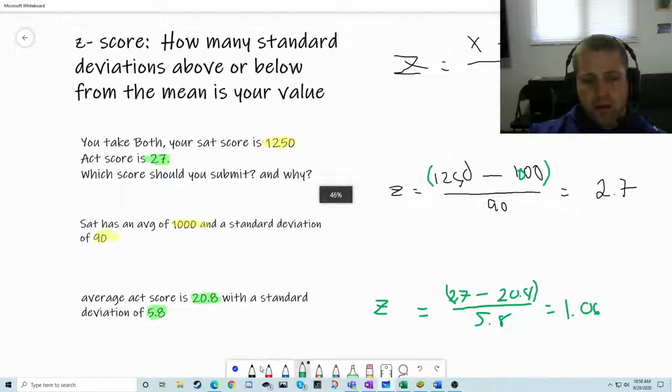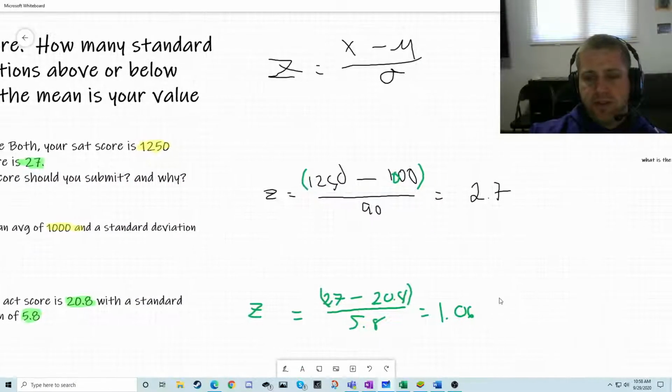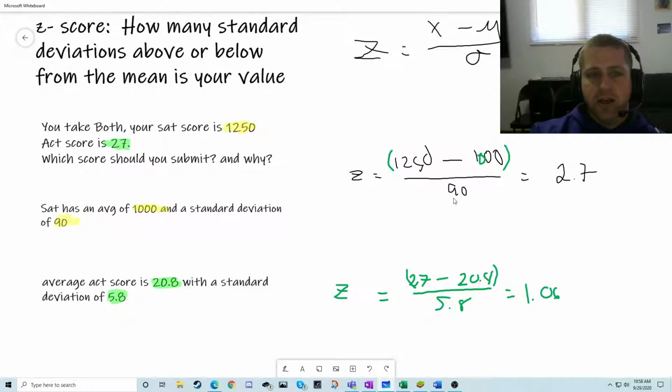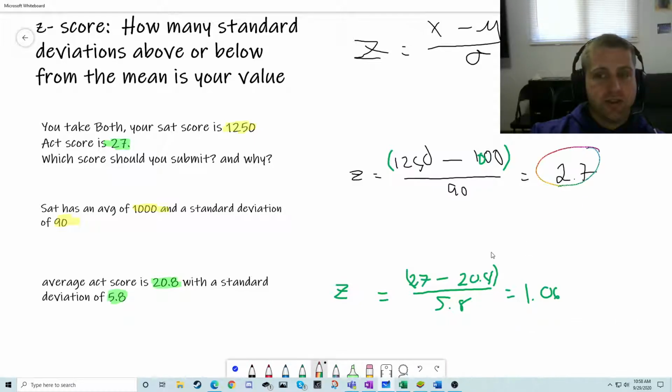Okay, so that's the z-scores. What this is saying is your 1250 is 2.7 standard deviations higher than the mean, whereas the ACT 27 is only 1.06 standard deviations higher than the mean. Both are good scores, they're both above average, but by far your better result was on the SAT. You did so much better than the average person compared to just kind of better than the average person. I'm talking here you're in like the top 1%, and here you're in like the top 20, 30%. So we'll do that one in another video. Yeah, it's a big difference.